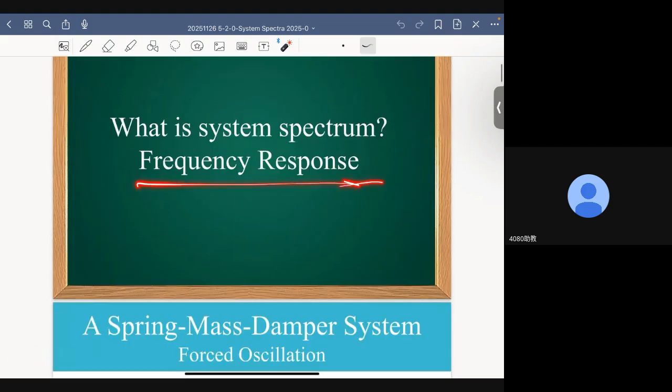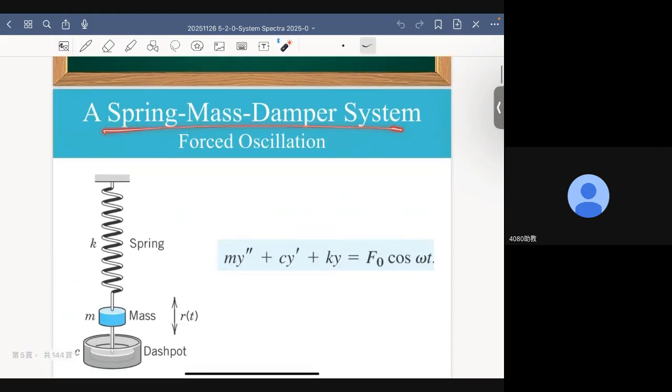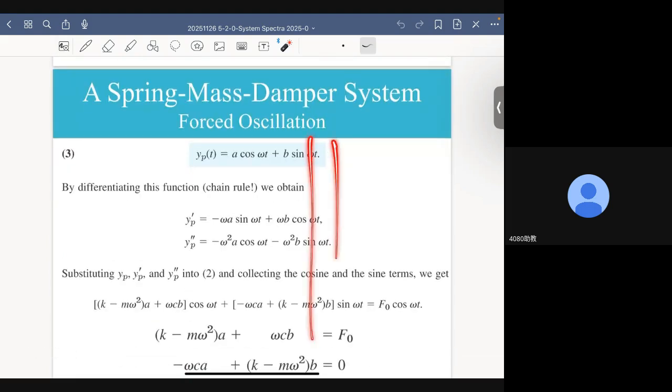So the frequency response of this spring mass damper system is to help us understand how such a system will behave under such an excitation. And more importantly, how the response pattern of our spring mass damper system changes with this frequency omega, all right? Now, we also saw these mathematical derivations before.